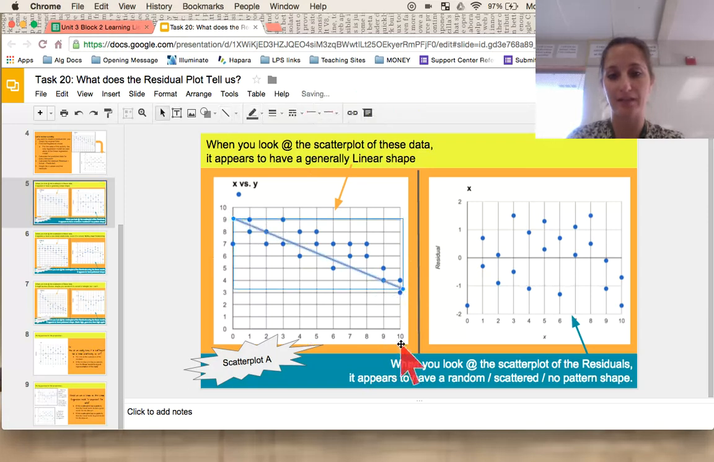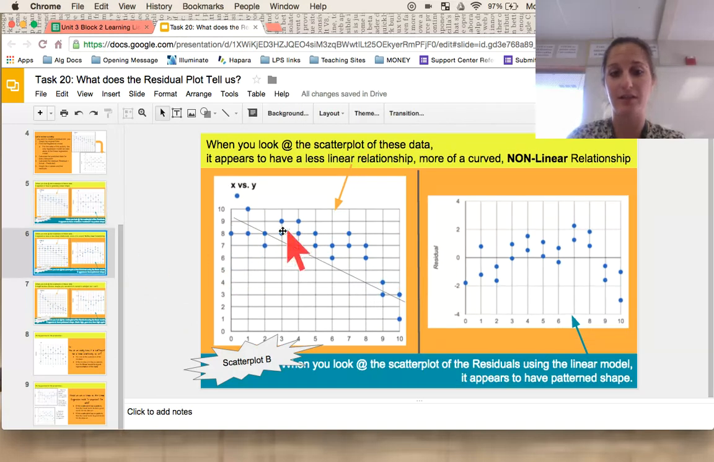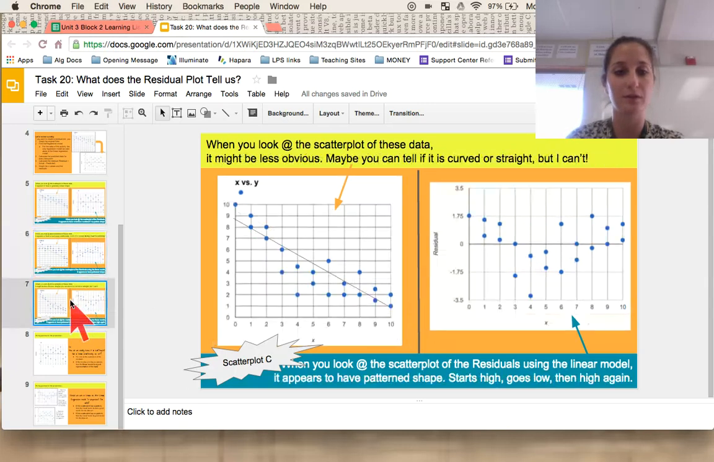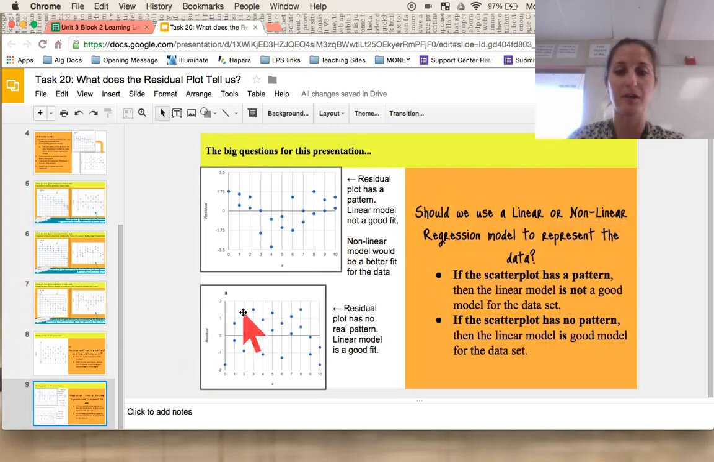So quick review, when we look at this one, generally speaking it has a linear model, right? Generally speaking, it follows kind of a linear path. This one doesn't, it obviously curves, and therefore its residual plot also curves. This one also curves, although we couldn't necessarily see it. And so the residual plot shows us that. So big conclusion, if the residual plot is scattered, then the linear model is a good fit. If the residual plot has some sort of pattern to it, then the linear model is not a good fit.